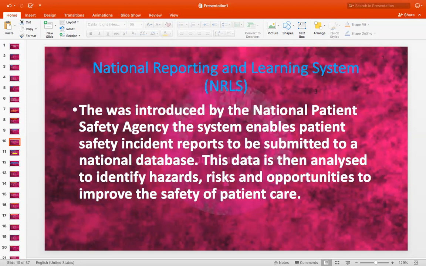What is the National Reporting and Learning System? This was introduced by the National Patient Safety Agency. The system enables patient safety incident reports to be submitted to a national database. The data is then analyzed to identify hazards, risks and opportunities to improve the safety of patient care. Basically, you have to learn these two definitions because your junior may ask.